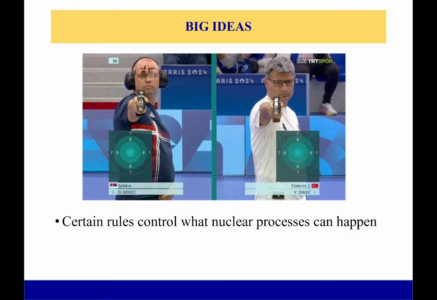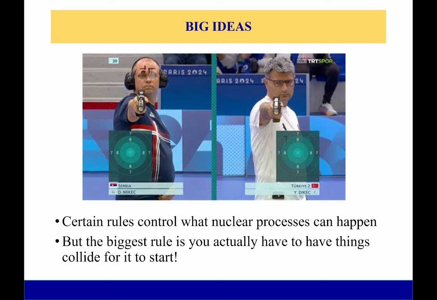So there are certain rules that are going to control what nuclear processes can happen. But the first rule is that you actually have to have something collide to start it. We have to have two particles. Could be a neutron and a nucleus, a proton and some nucleus, two protons, two neutrons, whatever. They have to actually ram into each other, they have to hit before the reaction can start.